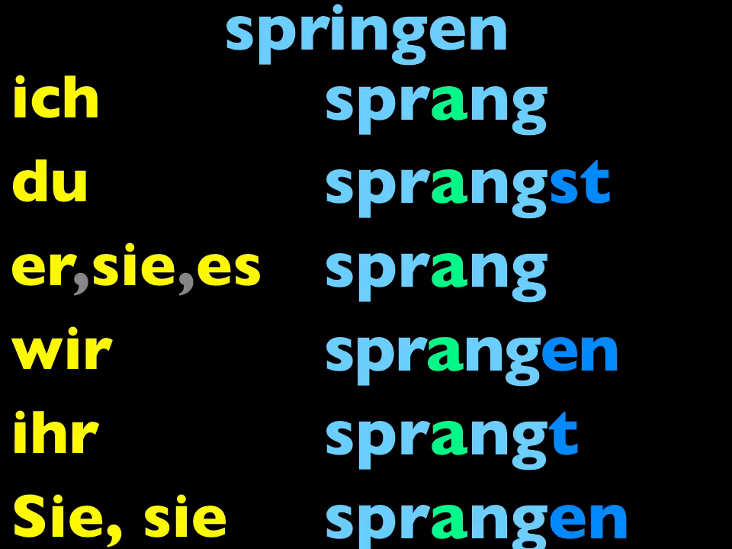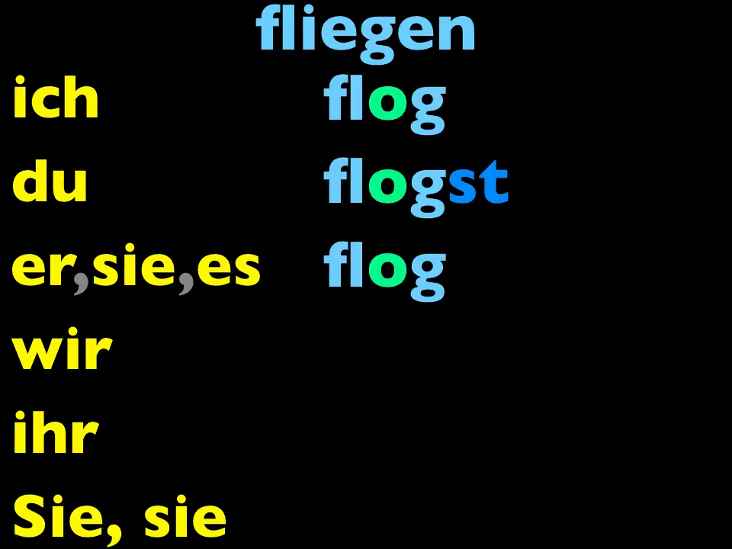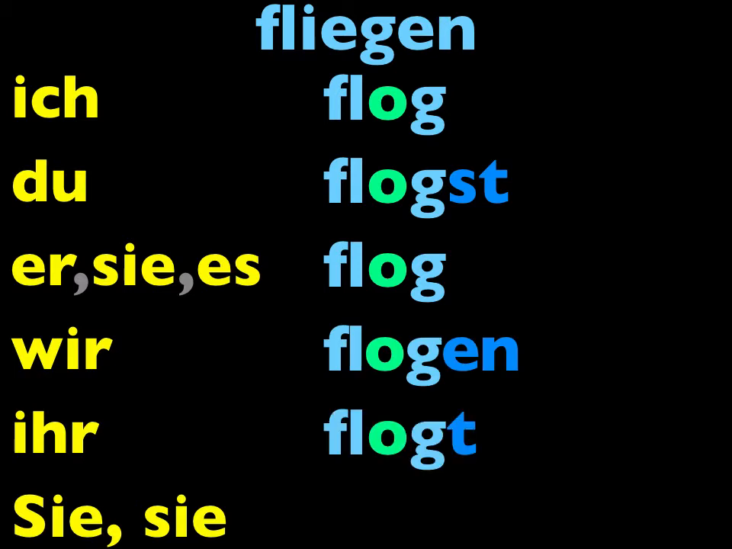So all of those verbs we just learned have a vowel change to an A. The next two verbs change the vowel to the letter O in the imperfect. Fliegen, to fly. Well, in English, I fly, but I flew. So there's a spelling change in the verb, but in German, it's to an O. Repeat after me. Ich flog. Du flogst. Flog. Wir flogen. Ihr flogt. Sie flogen. Same with the next verb, to weigh something.